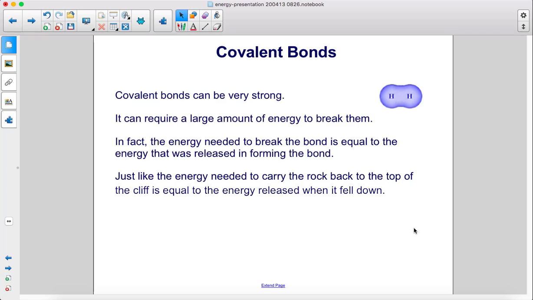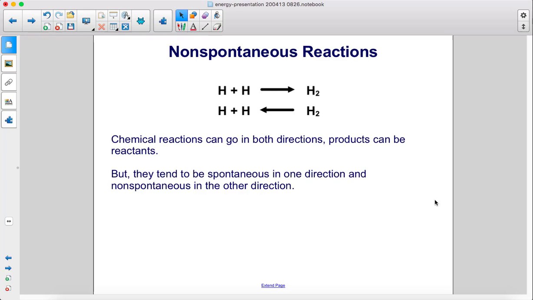In fact, the energy needed to break the bond is equal to the energy that was released in forming the bond. Just like the energy needed to carry the rock back to the top of the cliff is equal to the energy released when it fell down. Chemical reactions can go in both directions. Products can be reactants, but they tend to be spontaneous in one direction and non-spontaneous in the other.